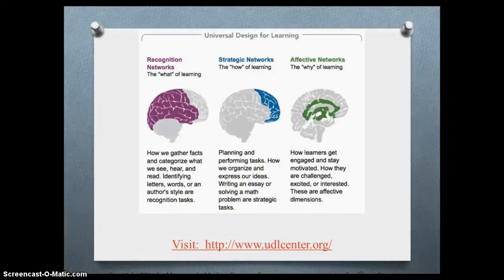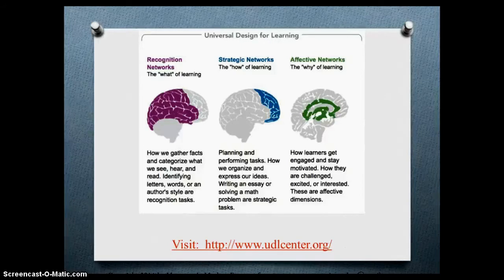I love this chart because these are the three areas exactly in the brain that UDL focuses in on. Of course, the back portion of our brain, which is the recognition portion of the brain, helps us to really categorize things, identify things. It's rote memory, any words, all of those recognition tasks. We call it the what portion of the brain. What are you learning?